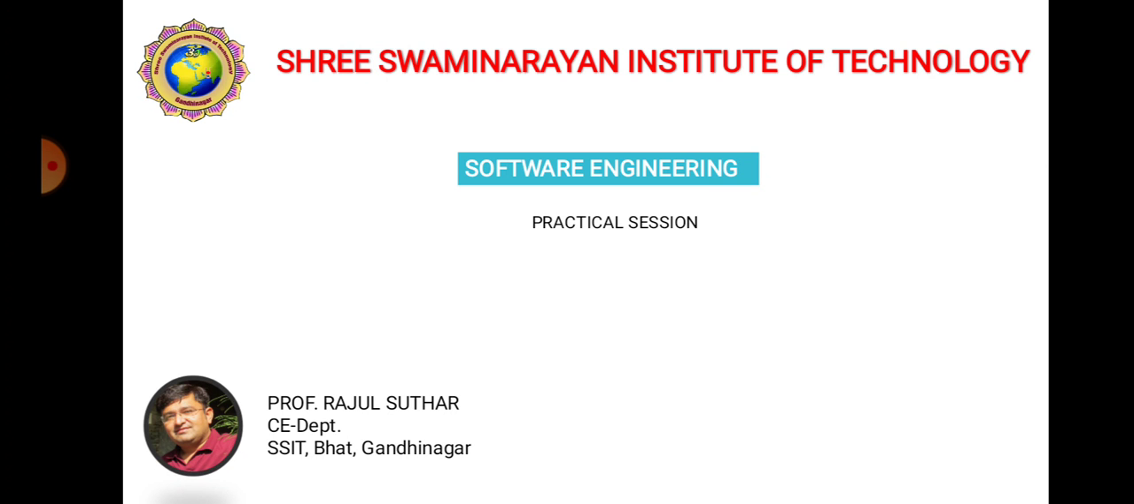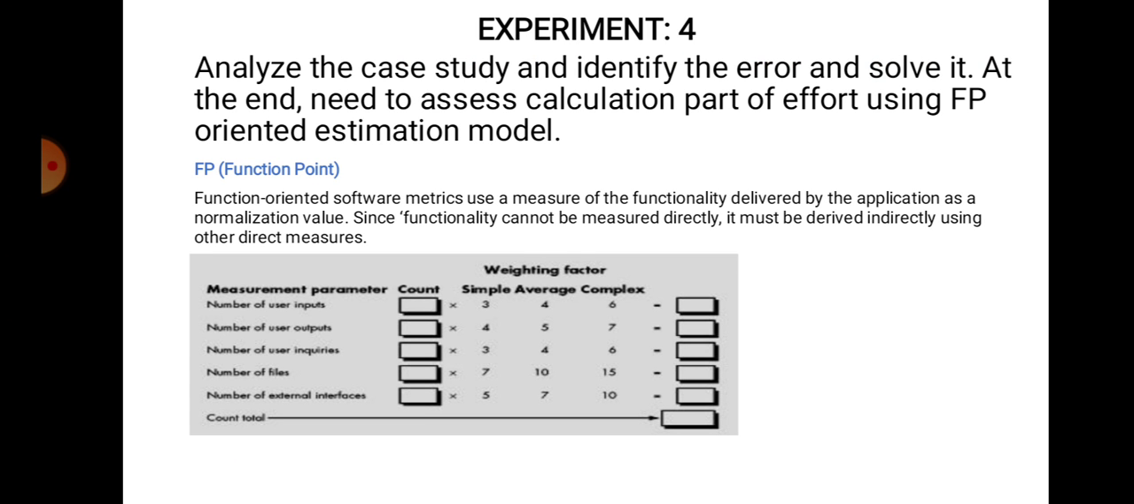Today we will discuss the function point calculation. So the fourth experiment is to analyze the case study, identify the error and solve it. At the end, we need to assess the calculation of effort using the FP oriented estimation model. This experiment is also available in the virtual lab of IIT Bombay.